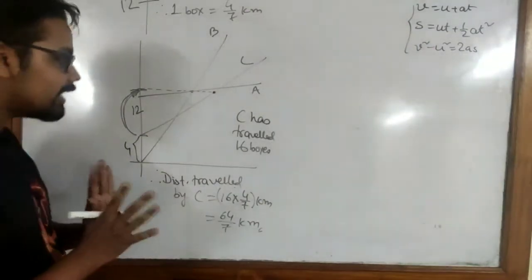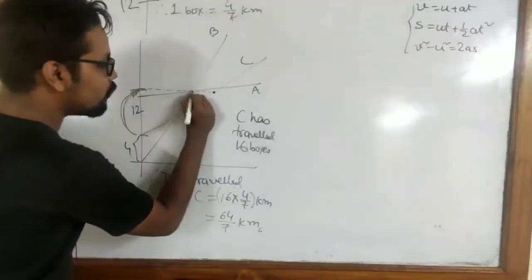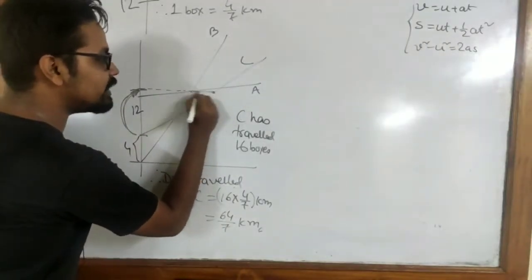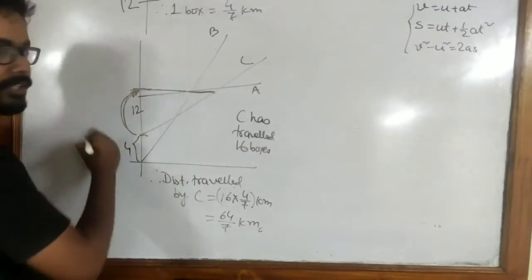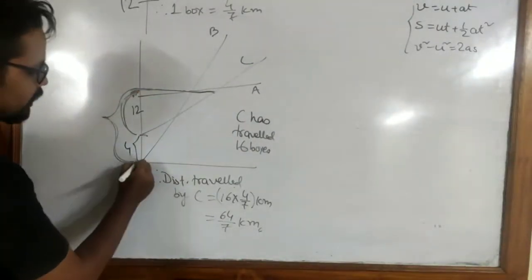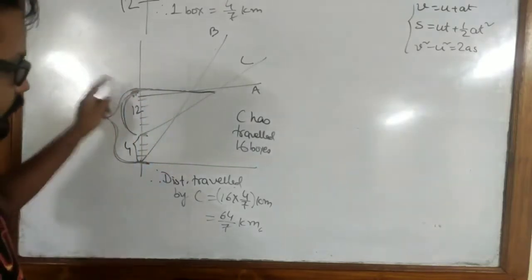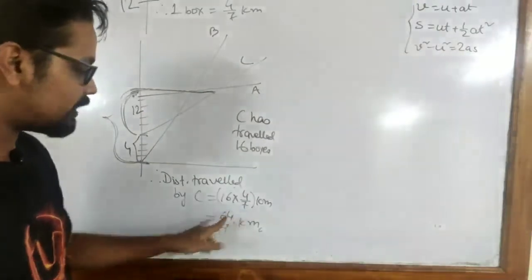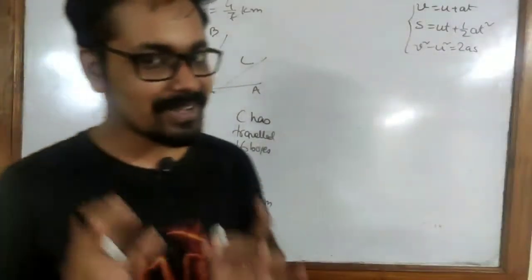So what we did here, we found out the point where B and C meet, and we found out in which line it coincides with C. So once we found that line, we tried to find out this value. Then we find this whole one. We count the number of boxes from 0, how many boxes it needs to come to this point. So there are 16 boxes. 16 into 4 by 7 will give us the total distance covered by C. So that is the distance covered by C.